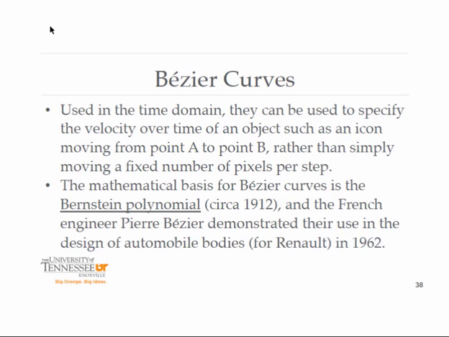The mathematical basis for Bezier curves is applications of what is called the Bernstein polynomial, which was defined as early as 1912. But it was the French engineer Pierre Bezier who demonstrated the use of these Bernstein polynomials in the design of automobile bodies, in terms of automobile design. He was contracted by the French automaker Renault, and this dates to around 1962.